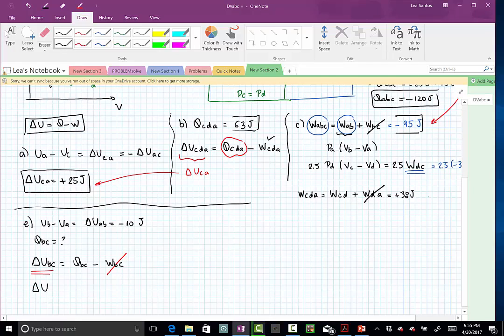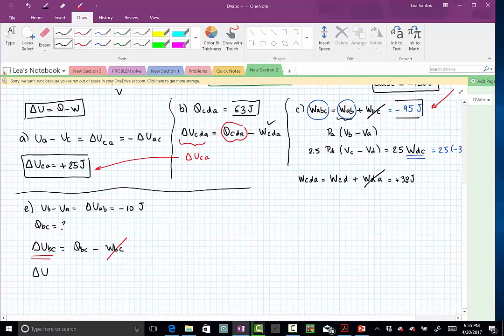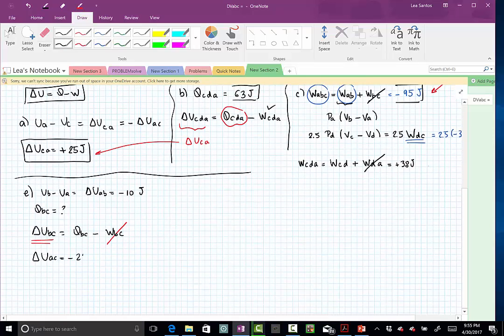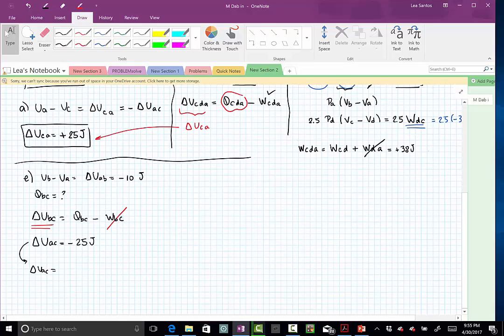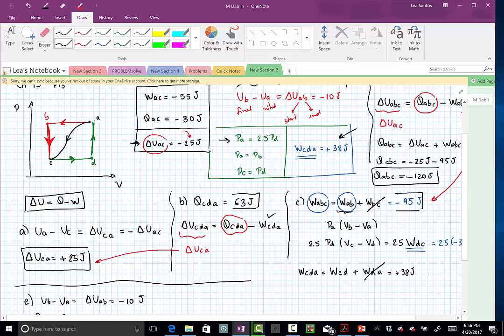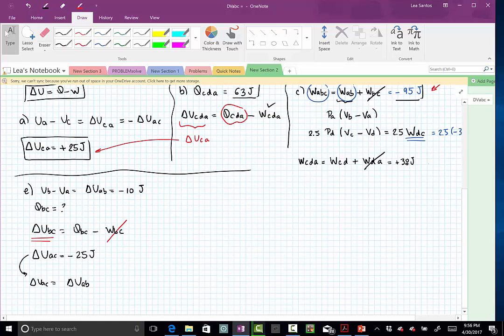So let me also write this value here. This delta UAC is minus 25 joules. So let's try to put all this together. How can this help me? Well, look, this delta UAC can be written as delta UAB plus delta UBC. So delta UAC is delta UAB plus delta UBC.